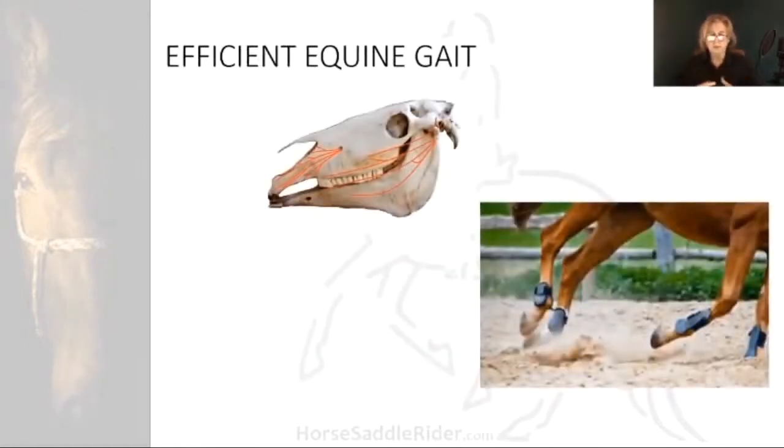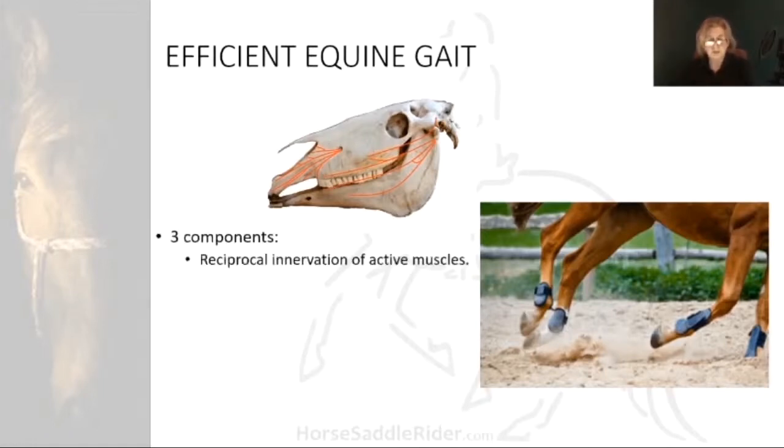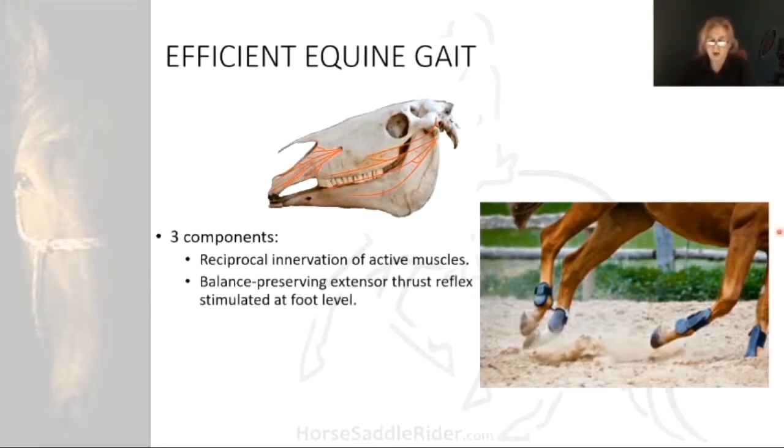So let's look a little more at the difference between efficient and inefficient gait, because we're aiming for efficient gait. That has to be the goal here. There are three components to it. Reciprocal innervation of active muscles, so you have to have a power supply for gait to work. A balance-preserving extensor thrust reflex stimulated at foot level. You can't just stimulate the muscles and have the horse blast off somewhere because all the muscles are contracting.